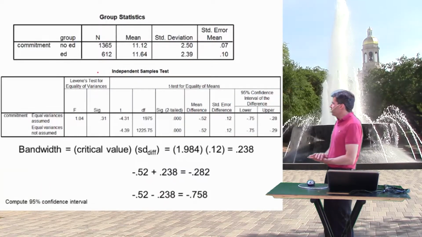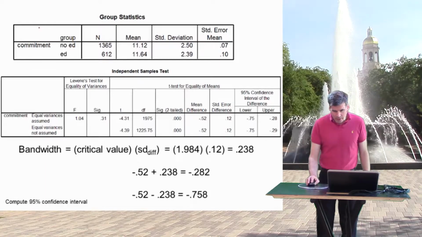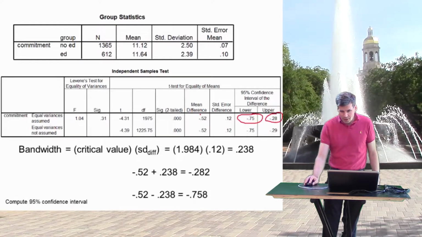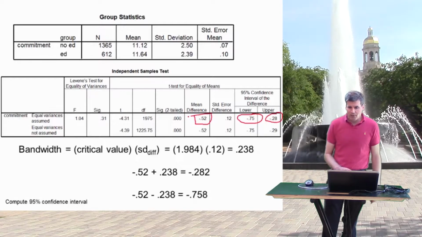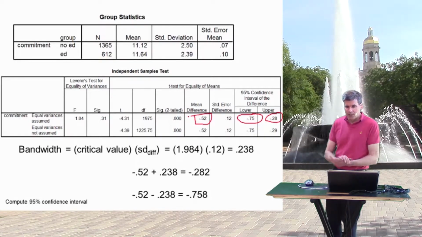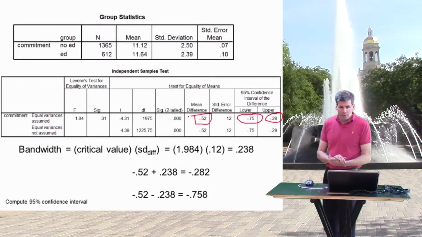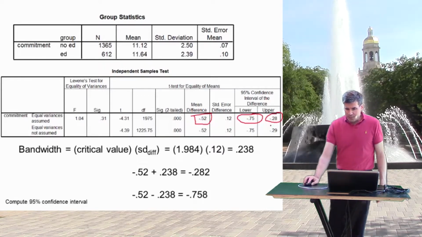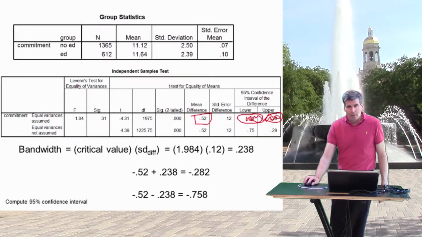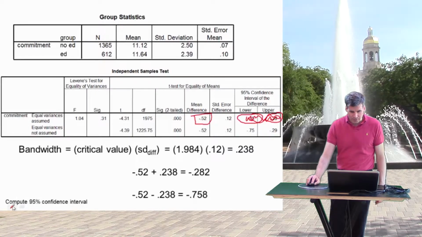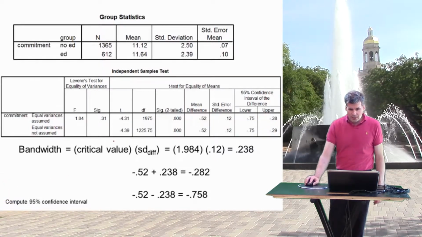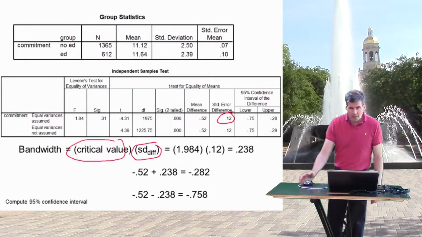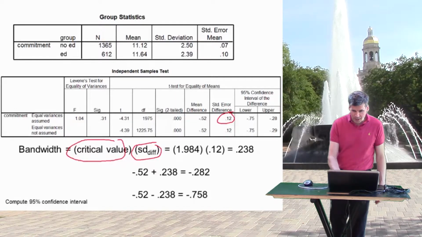One more thing we might do with this is a confidence interval. We already looked at our output here, which said we can be 95% confident that our mean difference is negative 0.52. We could be 95% confident that the true population difference between the two groups is somewhere between negative 0.75 and negative 0.28. Now, I might cover that up, and you tell me what that confidence interval is. You calculate the confidence interval. Recall that to calculate a confidence interval, you need a critical value and the standard error of difference. The standard error of difference, right here, is 0.12, and the critical value is the same critical value we just looked up on the previous page.